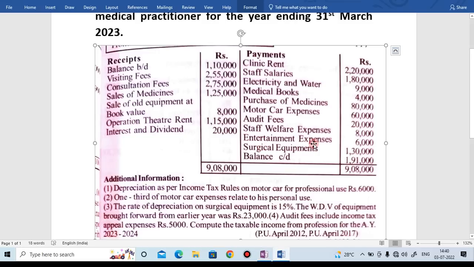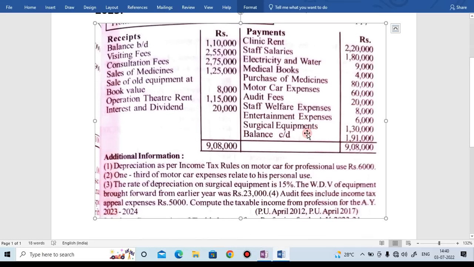After entertainment expenses, next is surgical equipments 1,30,000. Now on surgical equipment, that means whatever things are used for the operation of the patient, so that is what surgical equipments are used. The amount is 1,30,000. To purchase the surgical equipments, they made the payment. But on this surgical equipment there is an adjustment.